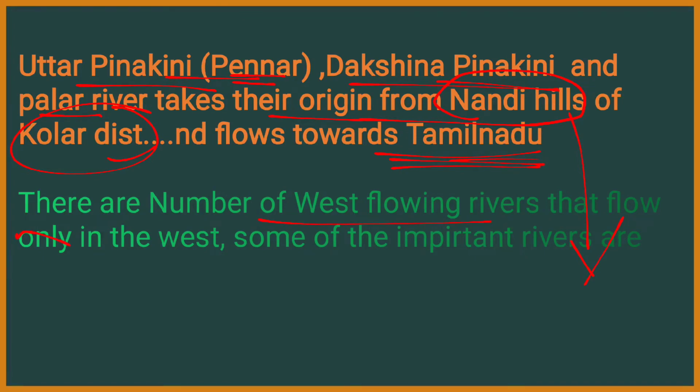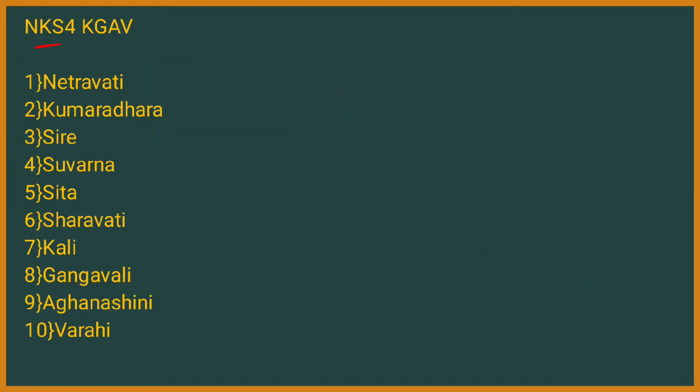There are a number of west flowing rivers that flow only in the west. Some of the important rivers that flow in the west are, you can remember this code, that is NKS4, that is 4 times S, and KGAV. What does this stand for?